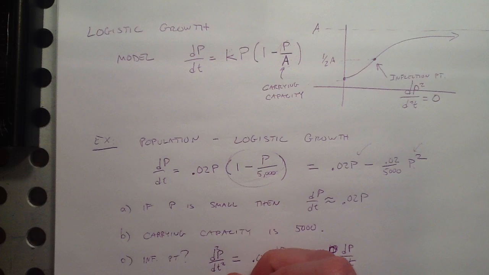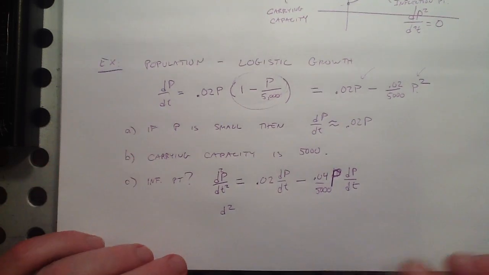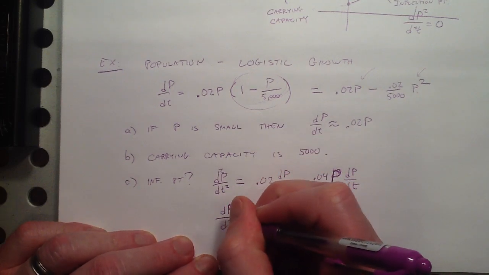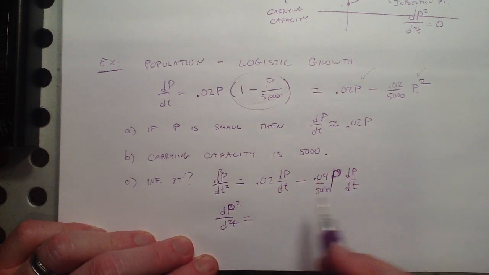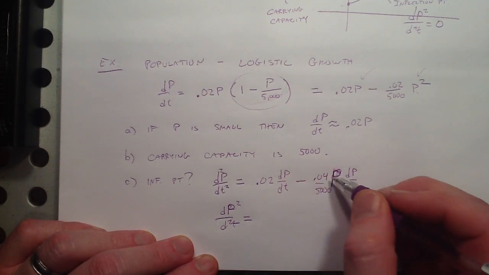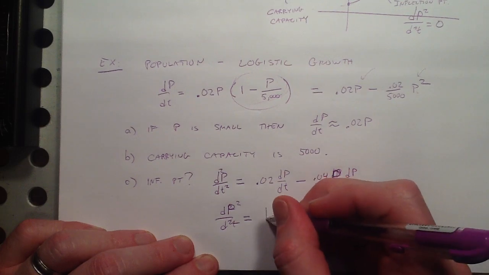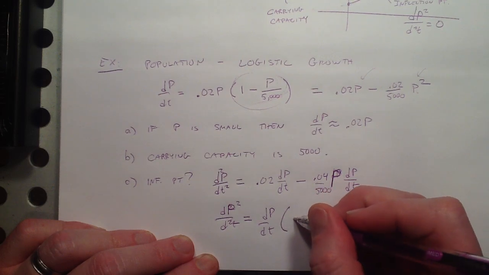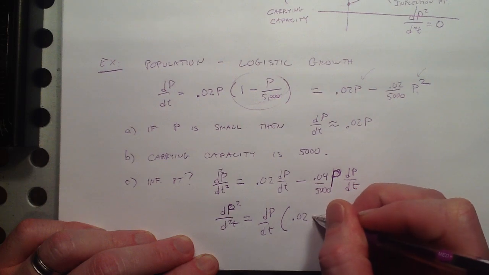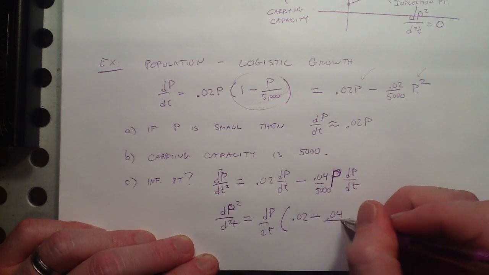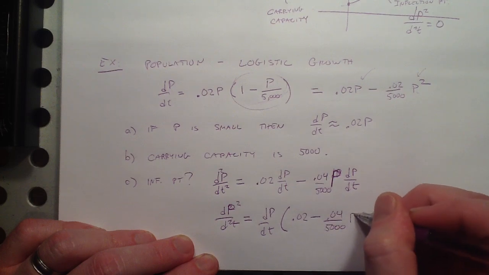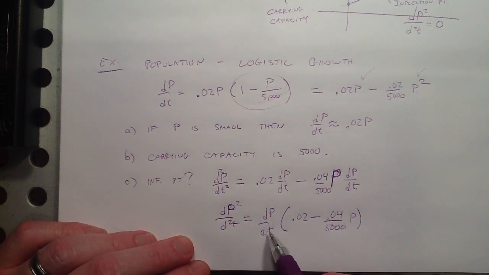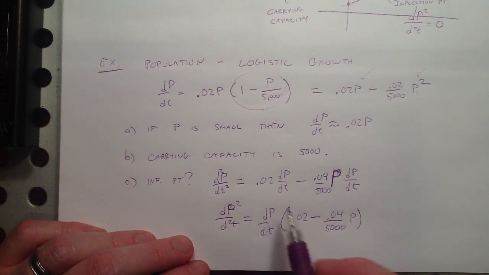right? So the second derivative, sorry, I think I mixed my 2's up there, should be like that. And then we could do a little factoring here. I could factor out the dp/dt times 0.02 minus 0.04 over 5,000 p. So you can plug the whole thing back in there, and we know when this is equal to 0, right? But that's not the solution we're looking for.